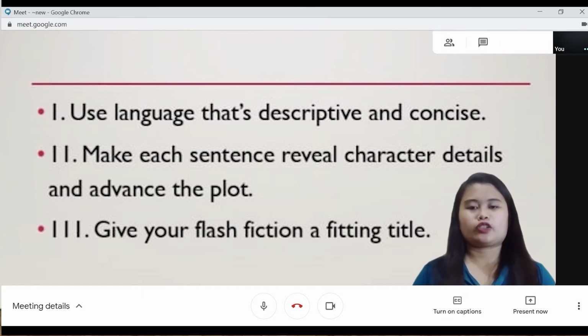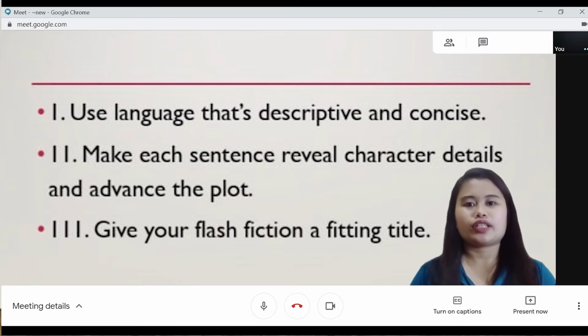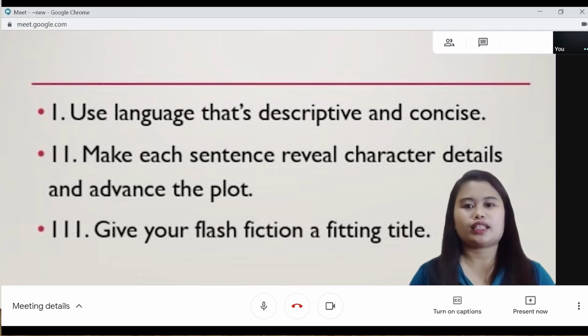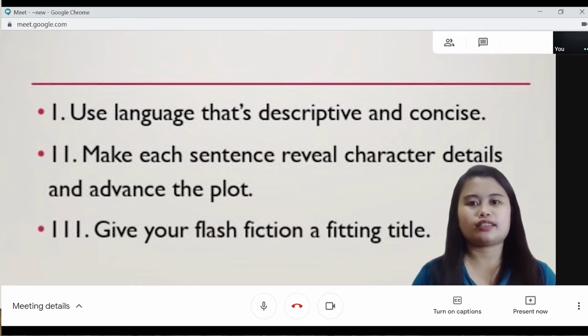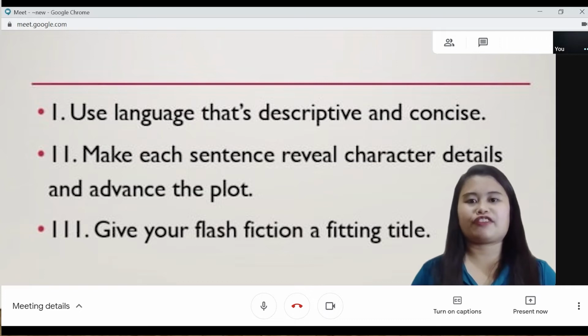And the second one is to make each sentence reveal the character details and advance the plot. Include your character's qualities and personality in your sentences so your reader always gets new information about them. Throughout your writing, your reader should learn something new about the character or plot. Do not include any sentences that are just descriptions or slow the plot down. Then use your character's dialogue to help reveal information or progress the plot as well.